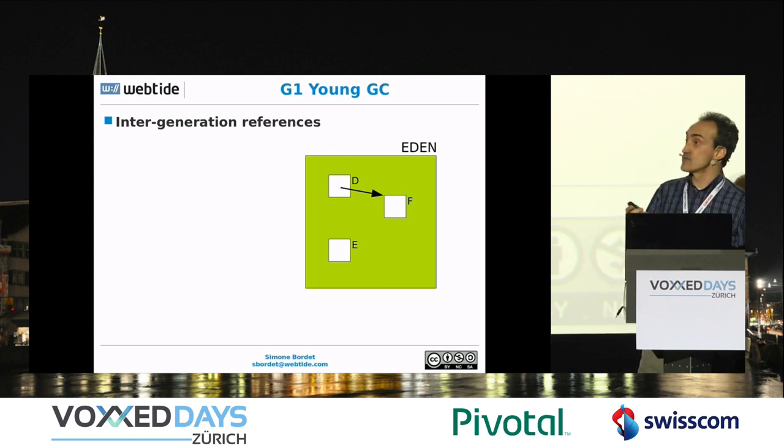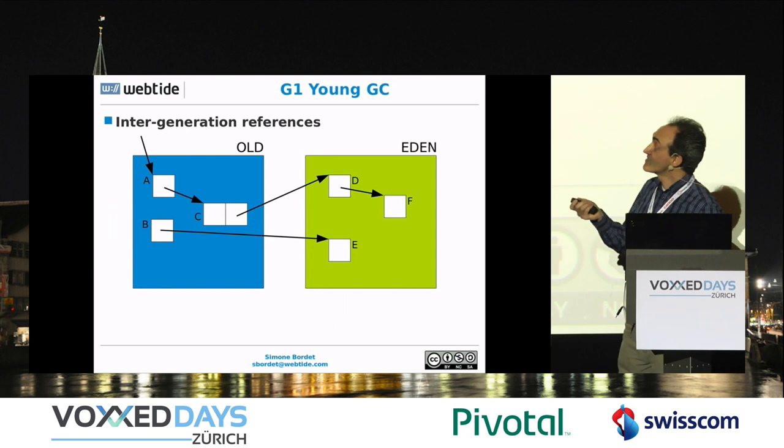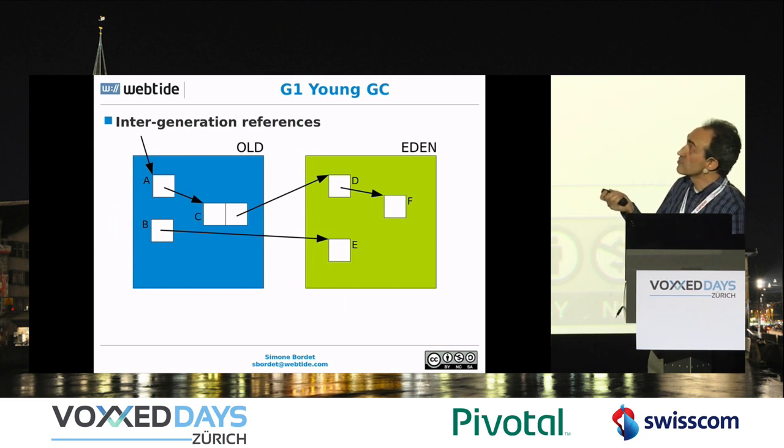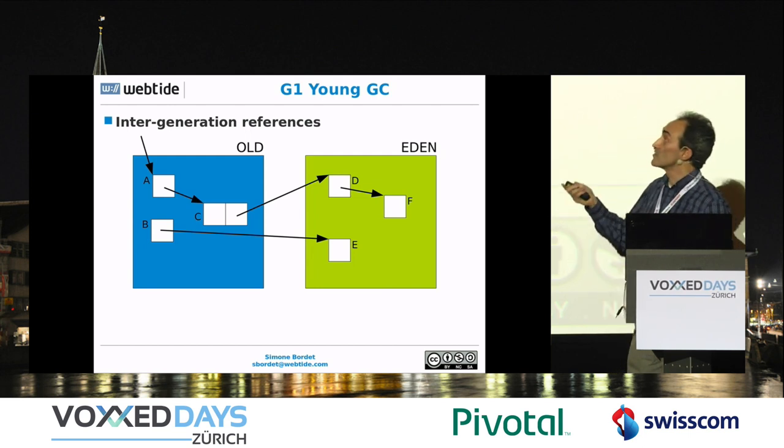However, when you take into account that there may be inter-region pointers, then the situation is very different. It could be like this, okay? There could be an old region that points to D and an old region that points to E, and then there could be an external pointer. These external pointers are called the roots that point to A.